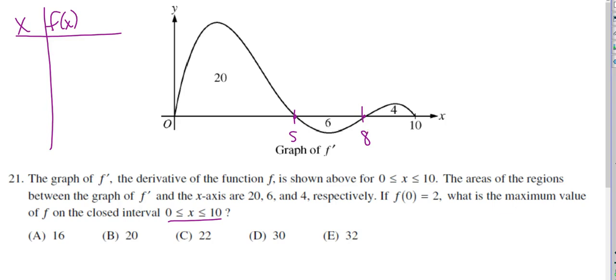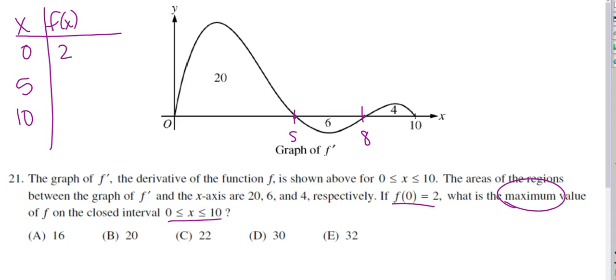However, we're looking for the absolute max. And right at 8, I see that f prime changes from negative to positive, meaning that f is changing from decreasing to increasing, so that would create a relative min. So I really don't need to include 8. So I'm just going to include my endpoints of 0 and 10 and my relative max of 5. Okay, now here's kind of the twist. Now we need to figure out what f of x is at these values. We know that at 0, f is 2. Okay, we're going to have to figure out what f is at 5 and 10.